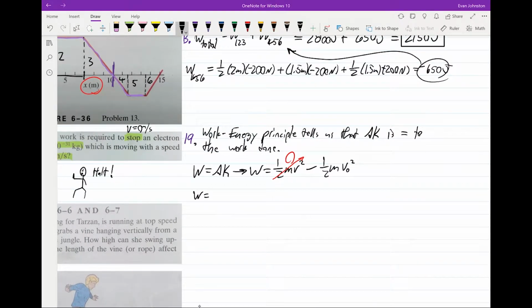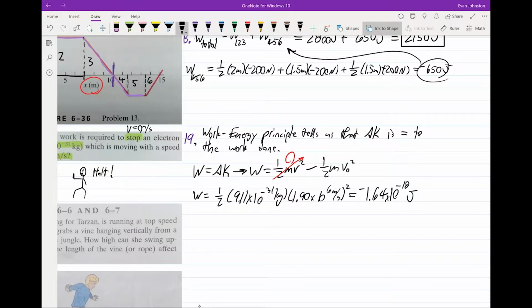So the work is equal to 1/2 times 9.11 times 10 to the negative 31 kilograms, still getting some scientific notation here, times our 1.90 times 10 to the 6 meters per second, and that is squared. Don't forget to square that. That is a huge common mistake people make. And I get negative 1.64 times 10 to the negative 18 joules.